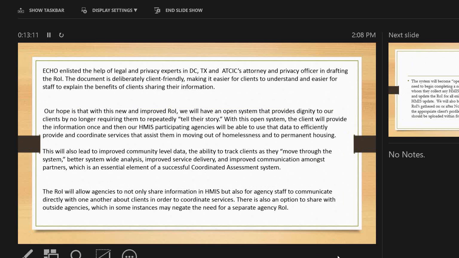So instead, clients were having to fill out separate agency ROIs for every individual agency that wanted to discuss their case. So one of our most important goals in crafting this ROI was to make sure that we could take that piece off of the client, if at all possible. So we've also included the option to share with outside agencies in those cases, so that if a client is co-enrolled in both an HMIS agency and an outside non-HMIS agency, they can still use the same ROI to allow sharing between all of our agencies and that outside agency as well. So easier for the clients and easier for all of us.